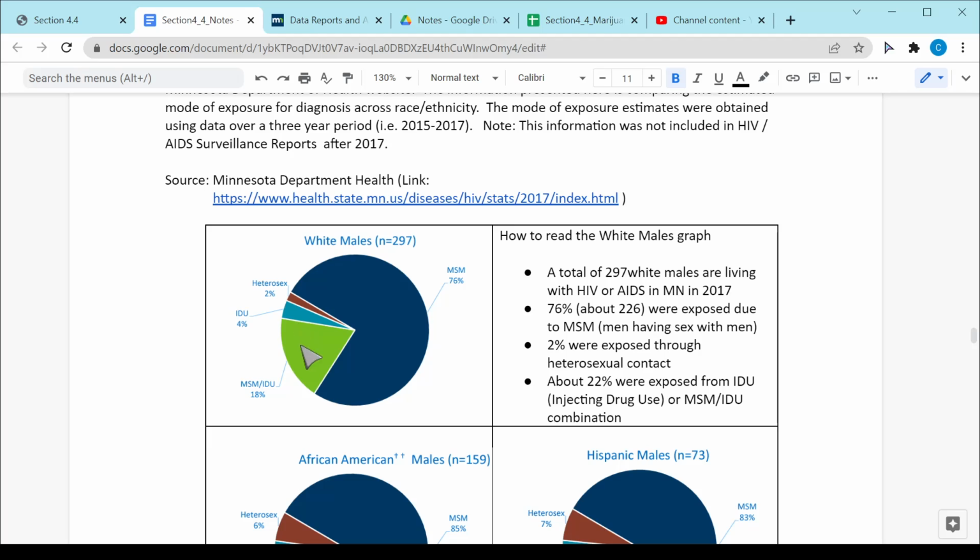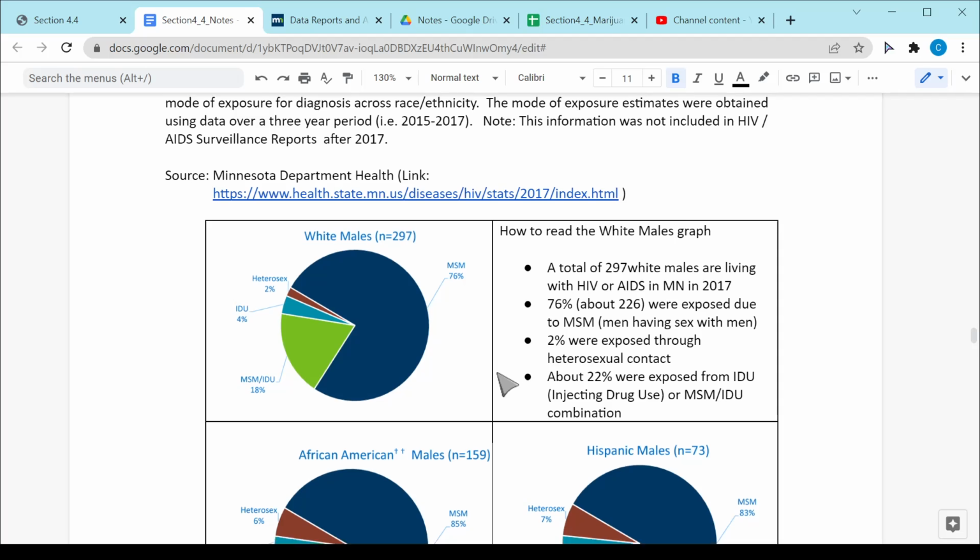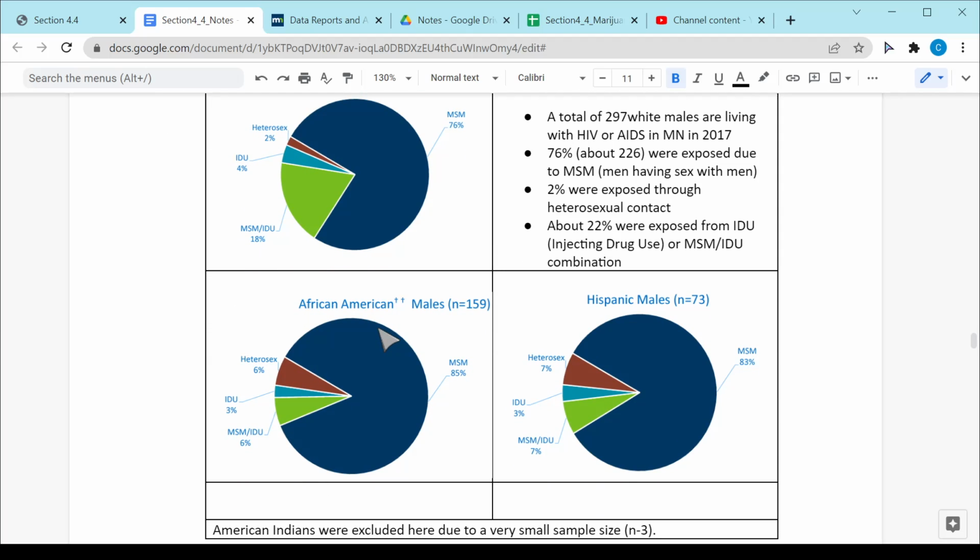We also have some drug use here as well. And the heterosexual sex is only 2% for white males. If we look at these others for African American, it's similar. There's less with the MSM/IDU. So that's intravenous drug use there, sharing of needles and such. So somewhat less there for African Americans in that group. Here's Hispanics. Again, Hispanics tend to have a lot of people getting HIV through gay sex.